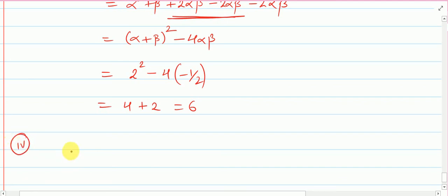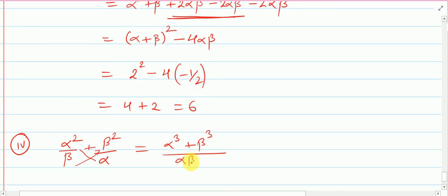Next, number 4, alpha square upon beta plus beta square upon alpha. Here we can take the LCM, simply cross multiply, and here we will get alpha cube plus beta cube and down alpha into beta.